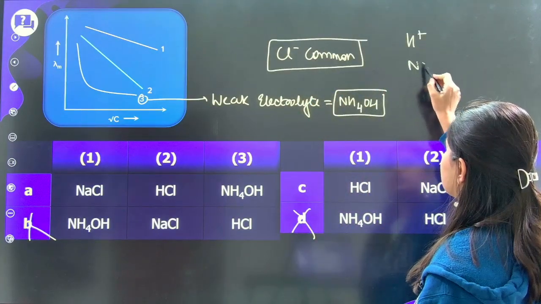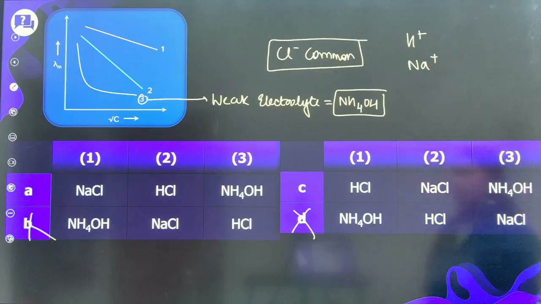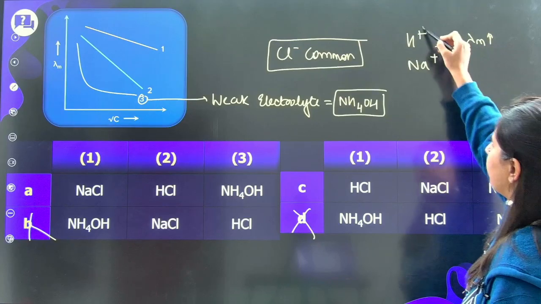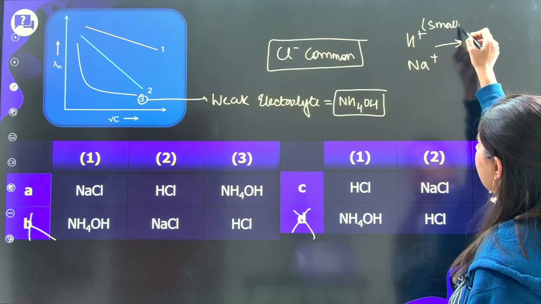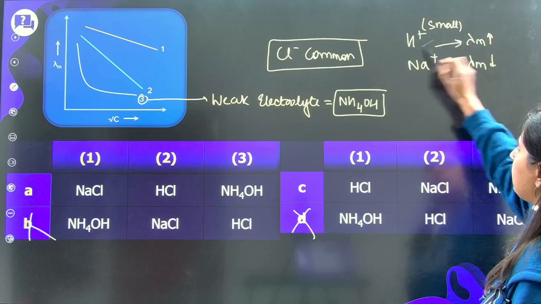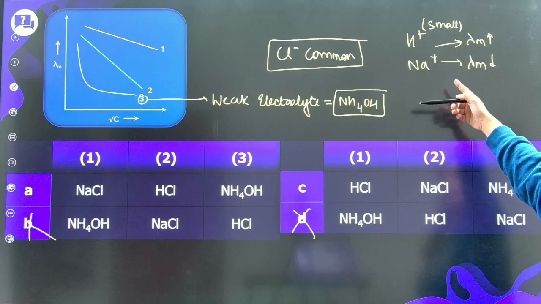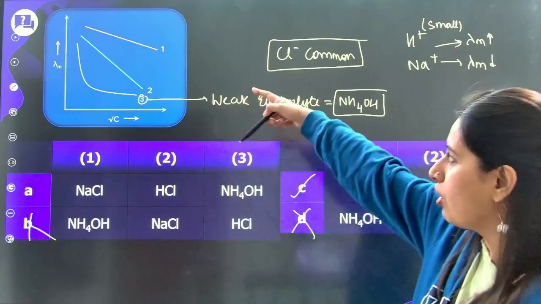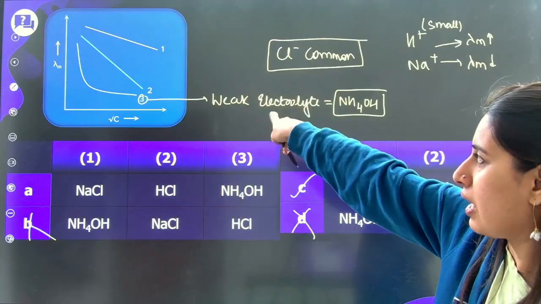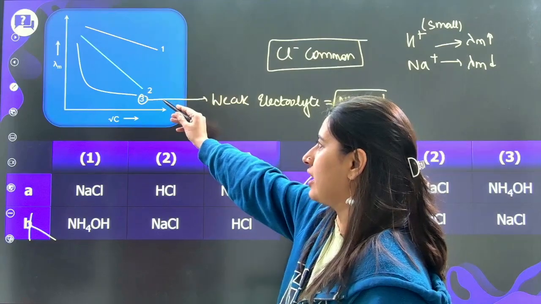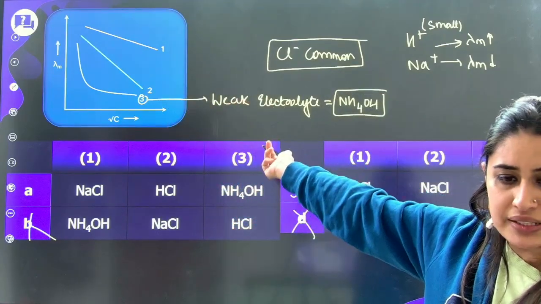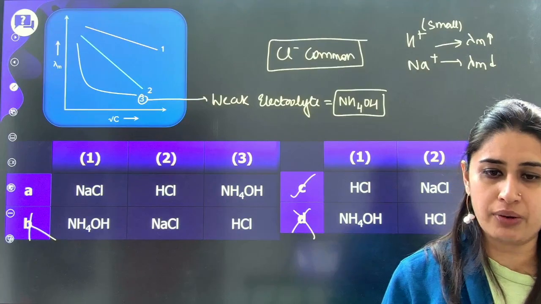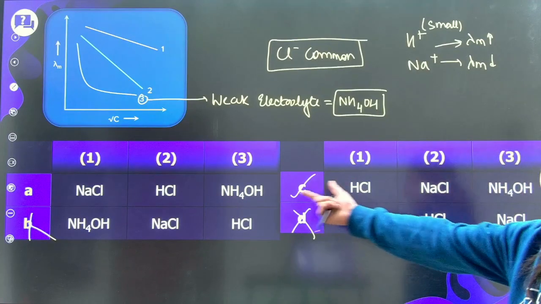Major game changer is Na plus or H plus. So mind you, H plus will show more conductance by virtue of it being small as compared to Na plus. So lambda m relatively for H plus is greater than lambda m for Na plus, and that's why please see C becomes the answer to this question. One has more lambda m at infinite dilution than NaCl. Cl minus is common. H plus is in fact way more than Na plus, like Aditya has pointed out. So this was a good question and a great takeaway question.